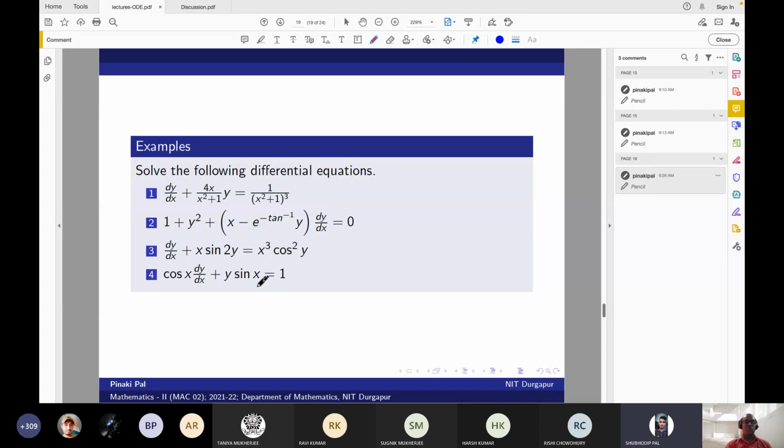So you try to solve the other problems listed over here. I think it should not be difficult for you. In the third problem, we can divide by cos² and put tan y equal to t, dividing by x² and x³. You play a little bit.